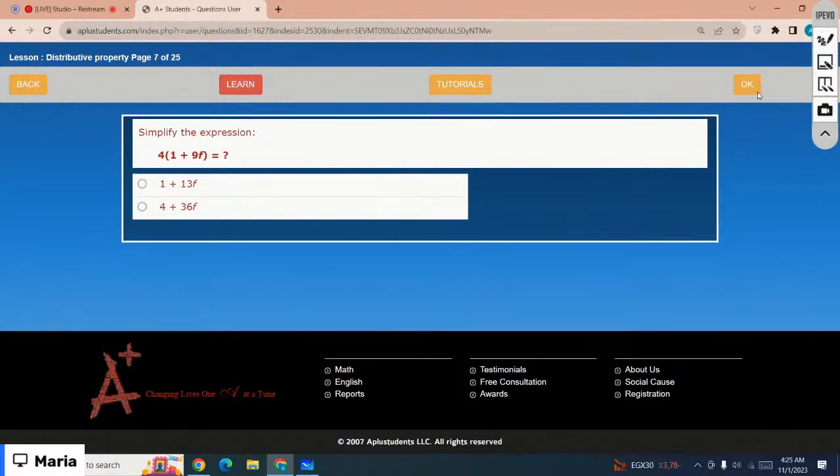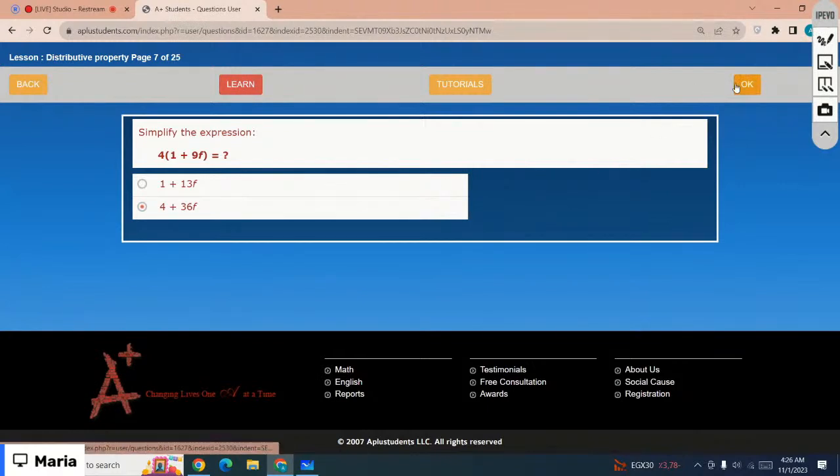Simplify the expression 4 times 1 plus 9f. Which is the correct option? Very good. Option number 2 is the correct option.